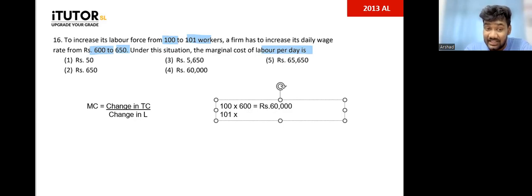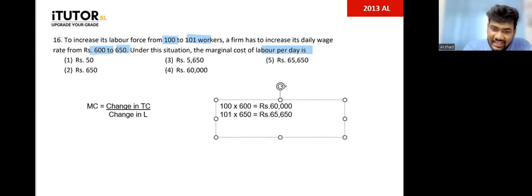So a firm has to increase its wage rate from 600 to 650 if they are going to increase it to 101. So now what is their total cost? The total cost is now 650 into 101. Someone who has a calculator, can you do the number for me? How much is that? 65,650. So how much is your change in total cost?